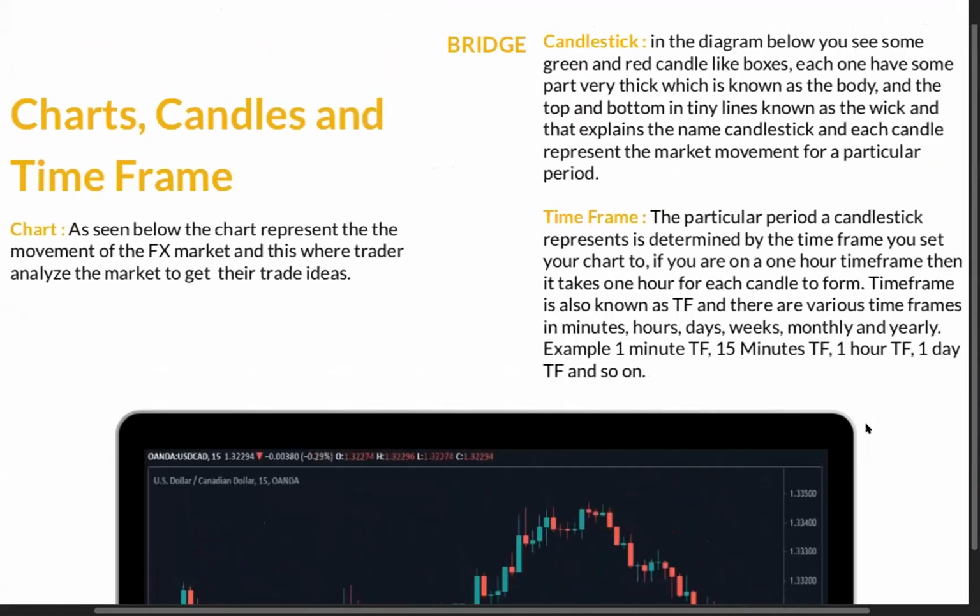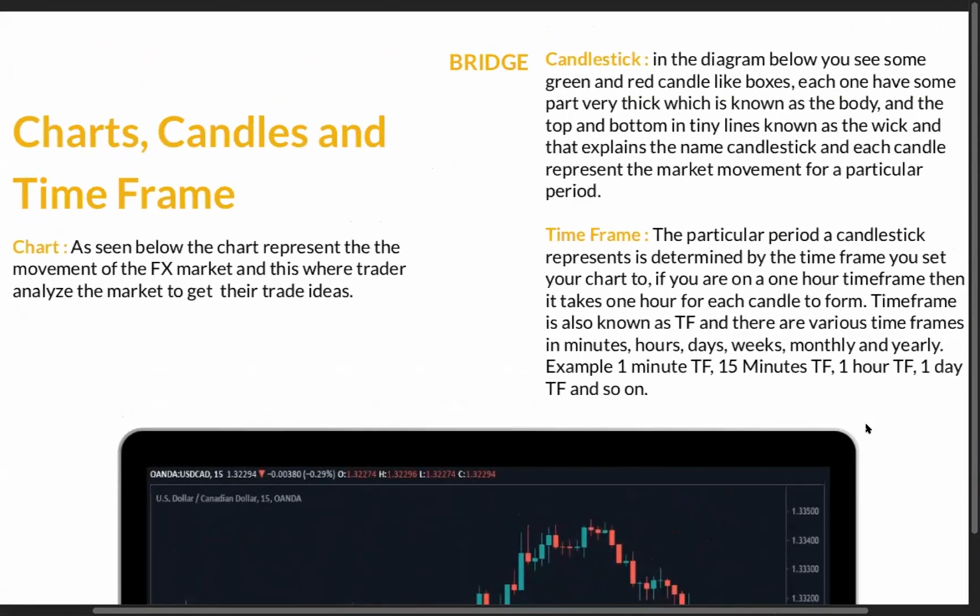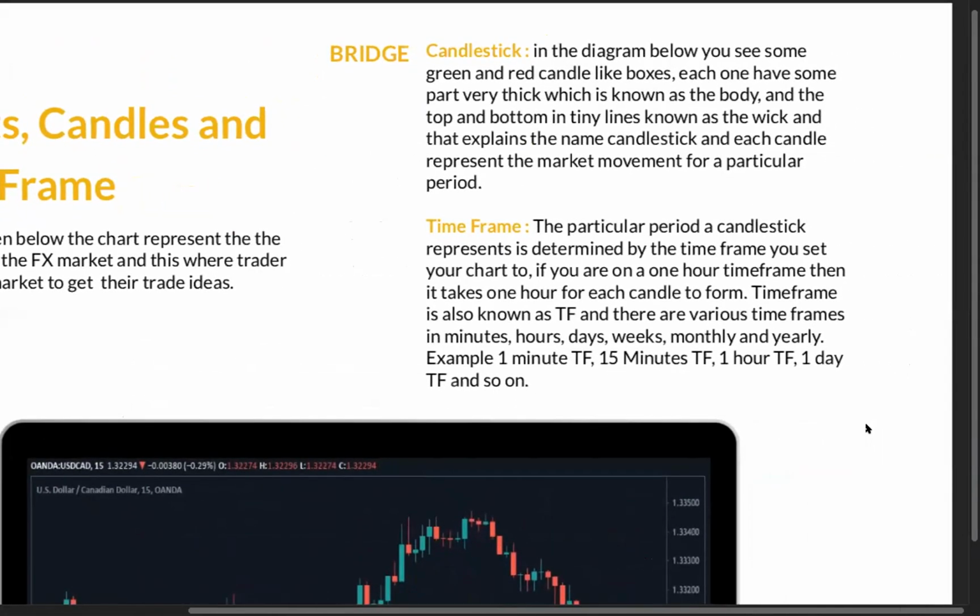So now we understand the chart, we understand candlesticks, and we understand time frame. All right. So the particular period a candlestick represents is determined by the time frame you set your chart to. I said that earlier on. If it's a 15 minutes time frame, each candle will be formed in 15 minutes. If it's an hour time frame, each candle will be formed in an hour. If it's a daily time frame, each candle will be formed in a day. So that is it.